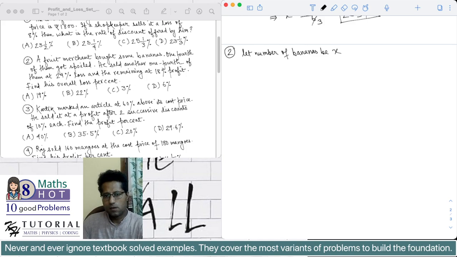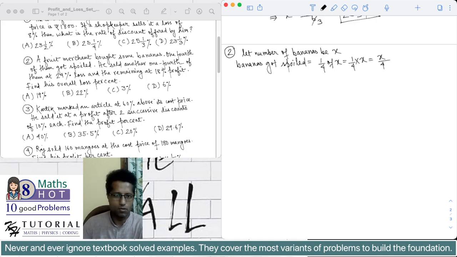So the bananas that got spoiled is equal to 1/4 of X. Here "of" means multiplication. So this is X by 4. X by 4 bananas got spoiled. Now, he sold another 1/4 of them at 24% loss.